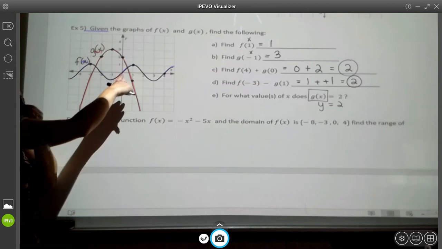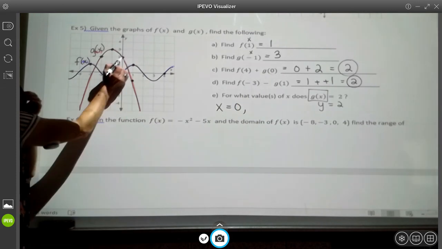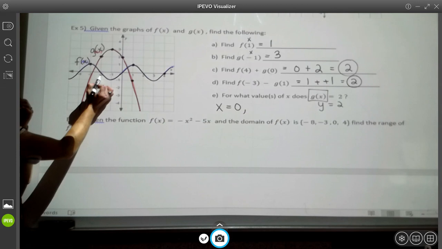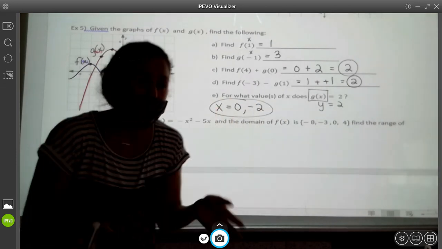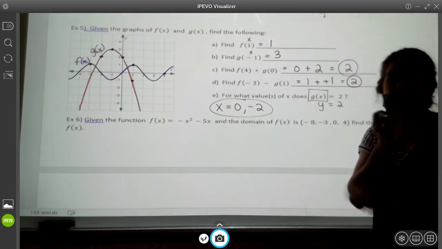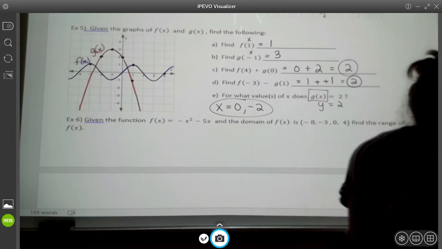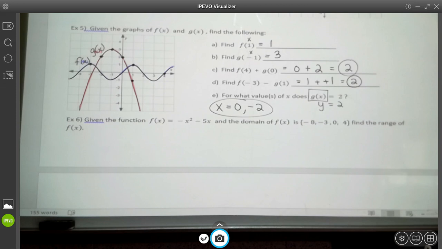X is? 0. And there's another ordered pair that has a y coordinate of 2, and his x coordinate is? -2. So the answer there would be 0 and -2. They both make a y value of 2 come out of the g of x function. Okay? Everybody okay there? We're all right? All right, now I'm going to go back up to the top and start these notes for real.